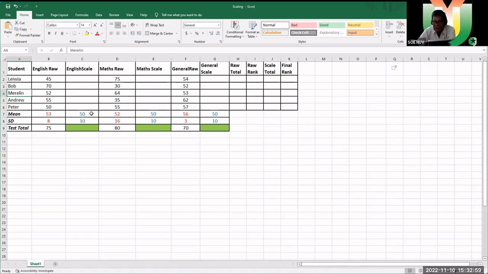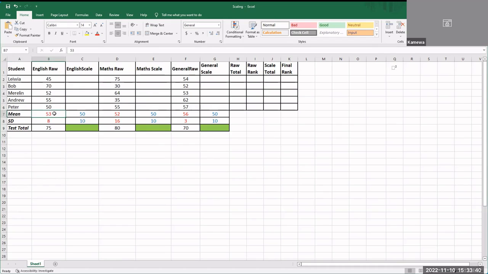Then here we put the common mean and standard deviation, which is average 50 and standard deviation 10. You should recall this from the presentation. The 50 here is the common average, and 10 is the common standard deviation. Here it's also the mean, but this mean belongs to which one?